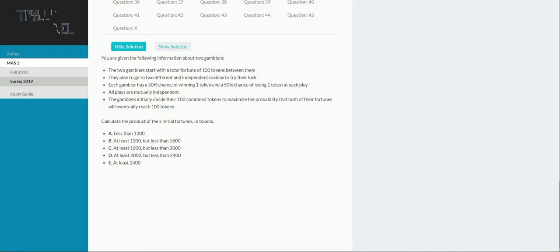You are given the following information about two gamblers. The two gamblers start with a total fortune of 100 tokens between them. They plan to go to two different and independent casinos to try their luck. Each gambler has a 50% chance of winning one token and a 50% chance of losing one token at each play. All plays are mutually independent. The gamblers initially divide their 100 combined tokens to maximize the probability that both of their fortunes will eventually reach 100 tokens. Calculate the product of their initial fortunes in tokens.